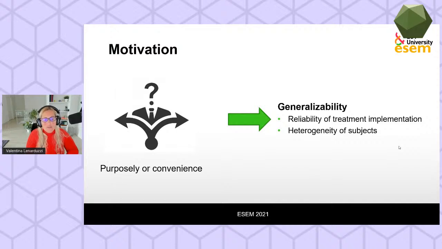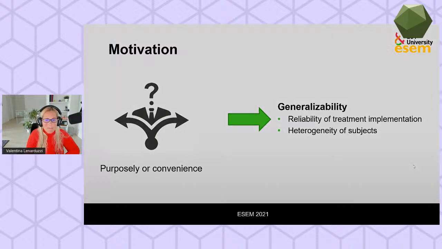Why? If you select your participants by purpose or by convenience, the effect that you can have is mainly related to the generalizability of the results. And we have two main examples of these negative effects: the reliability of the treatment implementation and the heterogeneity of the subjects. Next, please.